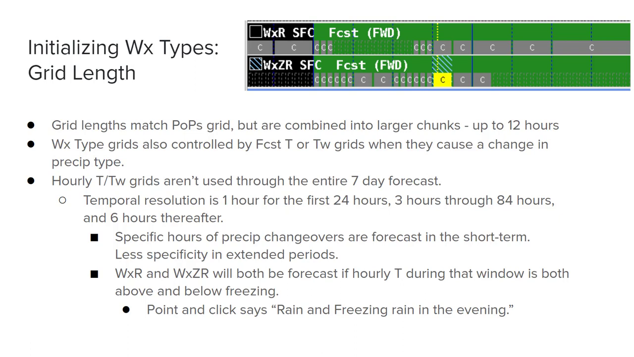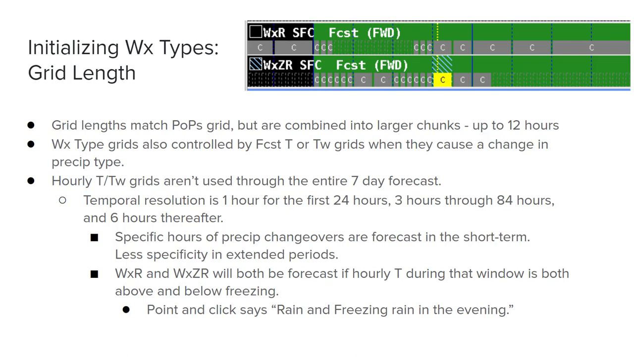During winter weather, weather types are also controlled by surface temperatures when they cause a change in precip type. However, ForecastBuilder doesn't use hourly temperature grids through the entire 7-day forecast to show this changeover. This temperature temporal resolution is 1 hour for the first 24 hours, 3 hours through 84 hours, and 6 hours thereafter. So if you're looking at point and click or other graphics for IDSS, you'll get specific hours of precipitation changeovers in the short term. You'll get less specificity in the extended periods.